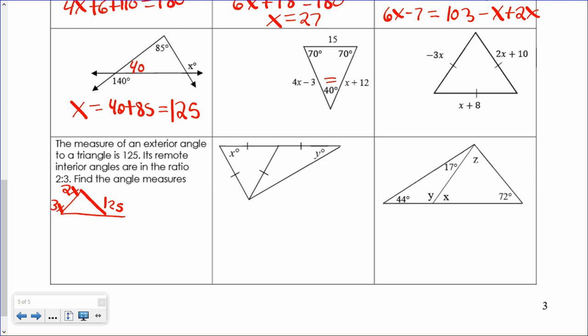Are you going to have angle measures that are 2 and 3? No. But they have to be multiples of 2 and 3. Right? So now, what's my equation going to be? I'm going to use the exterior angle theorem. I'm going to take the two angles, add them together, set equal to 125.